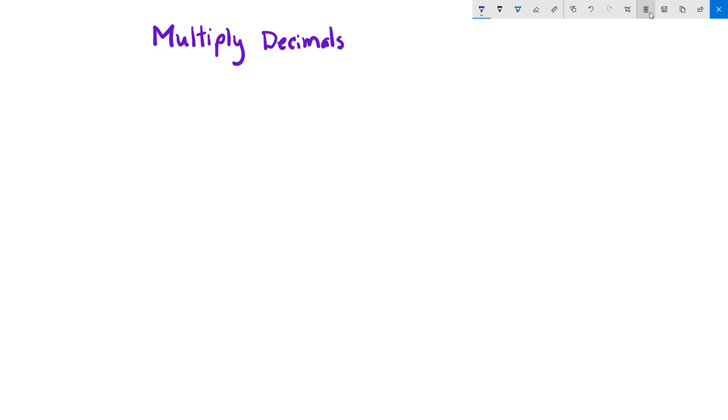the first step is to multiply just like you would whole numbers. You're going to set up the problem and multiply as if the decimal point's not there. You're ignoring the decimal point, really.